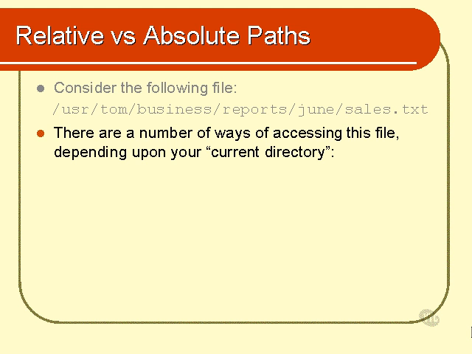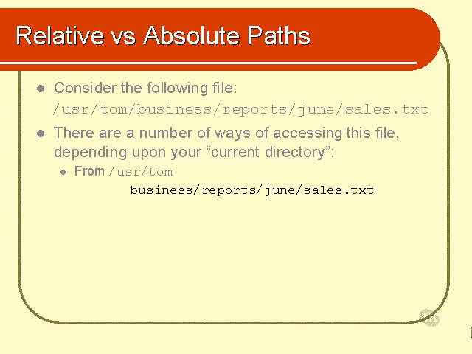Well, that would depend on where you were. Your current directory would determine the name of the file that you needed to type in order to access that particular file. Let me show you what I'm talking about. If you were in the /user/tom directory, in other words, if your current directory was /user/tom, then what would you type in to get sales.txt? Well, you'd simply type in business/reports/June/sales.txt. In other words, if you're in /user/tom and you're trying to get to that full file name, then you need to specify every subdirectory underneath the current one. Notice that the file path that you're specifying does not begin with a slash.